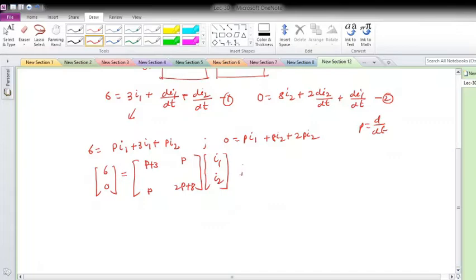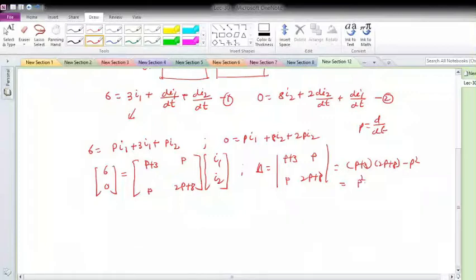Now first let me find the roots, so find the characteristic equation. It is the determinant of the matrix p plus 3, p, p, 2p plus 8. So it is p plus 3 times 2p plus 8 minus p square. Solving, you get p square plus 14p plus 24 equal to 0. There are two roots: p1 is equal to minus 2 and p2 is equal to minus 12.